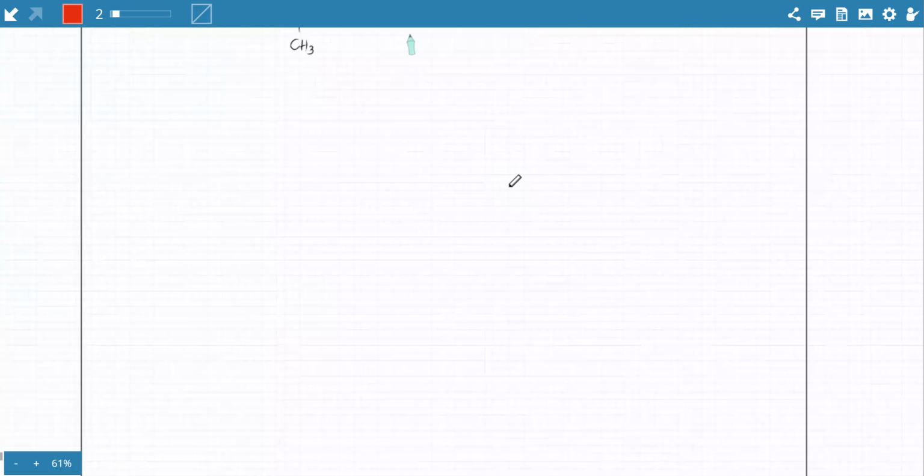Okay, how do you draw? Let's say I give you a molecule name, and you're being asked to draw the ester. For example, let's do part A. Let's say I'm asking you to draw methyl methanoate.